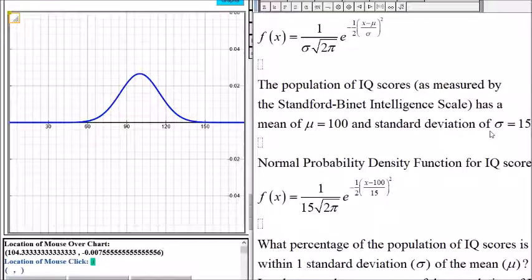And then what the standard deviation does is this. From the mean, if we go 1 standard deviation right, and then 2 standard deviations, and then about 3 standard deviations, it should be about right here. And if we go 3 standard deviations to the left of the mean of 100, then it should be about right here. So that's what the standard deviation does.